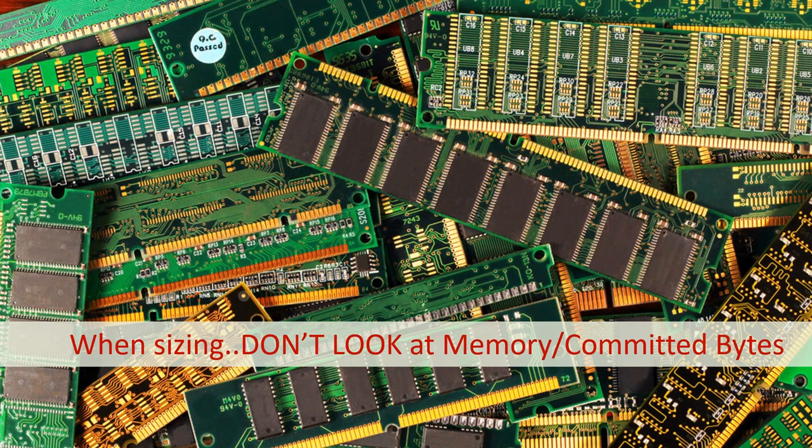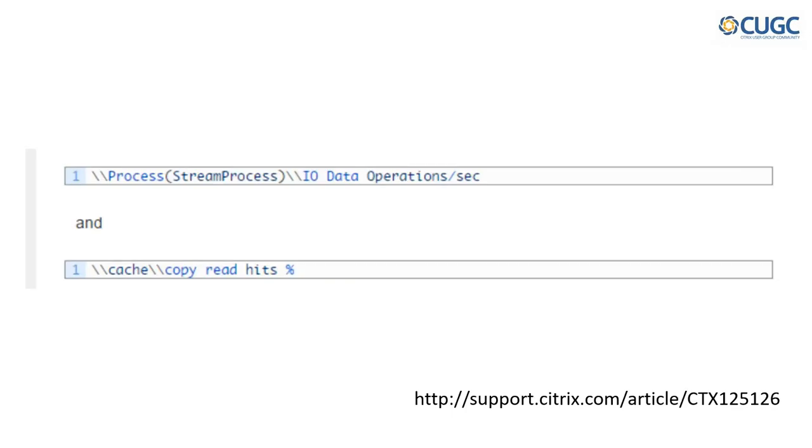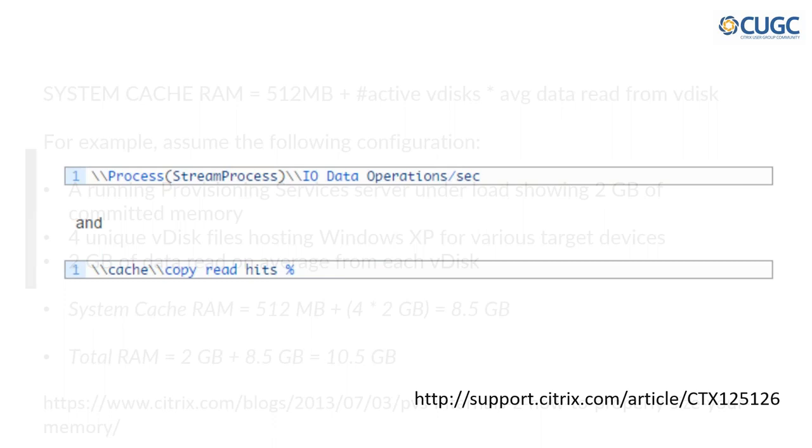Now, when sizing, don't look at the memory committed bytes in order to work out how much RAM your individual servers are using. It's the wrong thing to have a look at. Don't use that particular value. Instead, look at these values. Look at the copy read hits. Look at the I/O data operations per second. What you're trying to do is take the disk image that's on the disk and put that into the system cache so that it's being delivered from memory.